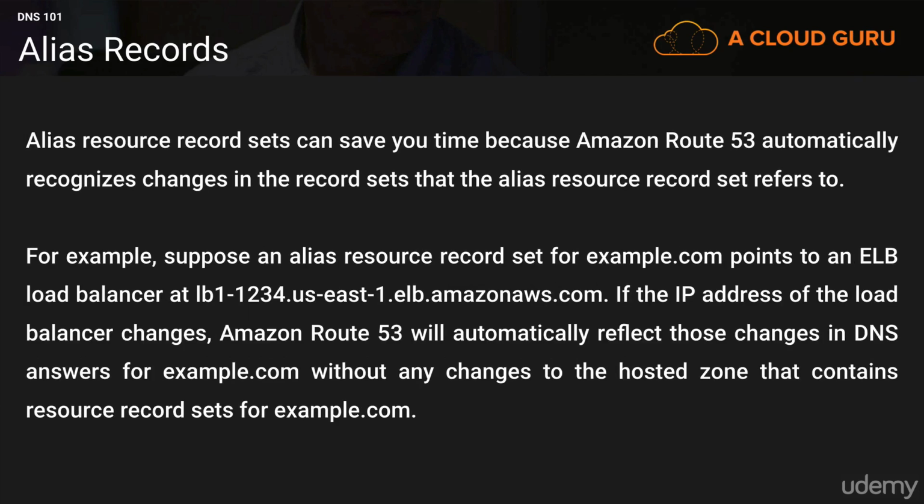So alias resource record sets can save you time because Amazon Route 53 automatically recognizes changes in the record sets that the alias record set refers to. Again, I'll give you an example. Example.com points to an ELB, and the ELB's DNS address is lb-1234.us-east-1.elb.amazonaws.com. Now, if the IP address of that load balancer changes, Amazon Route 53 is automatically going to reflect those changes in the DNS answers for example.com without any changes to the hosted zone that contains the record set for example.com. So it's just an easy way of mapping your naked domain name to an elastic load balancer, and that's where you're going to see it most commonly used in production and in the labs going forward.